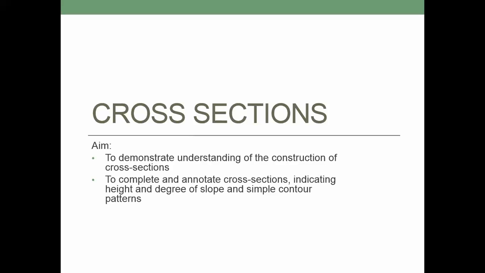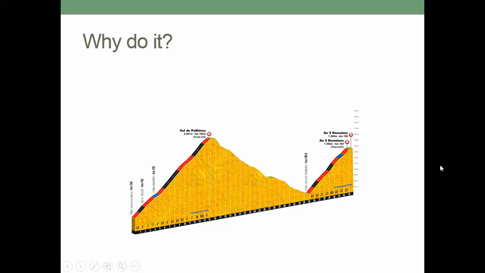And so what we're going to look at is how we can go about demonstrating and understanding the construction of a cross-section, and how we can complete and annotate cross-sections, indicating height and how steep a slope is and any patterns that there are. So first off, we've got two things to consider. The first thing is why do we do it? The simple reason is it allows us to see patterns and see what the Earth looks like.